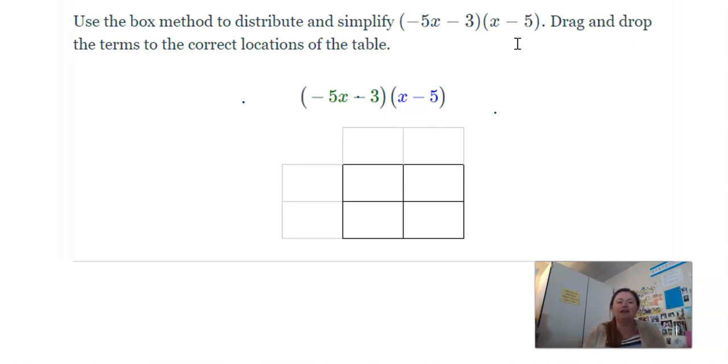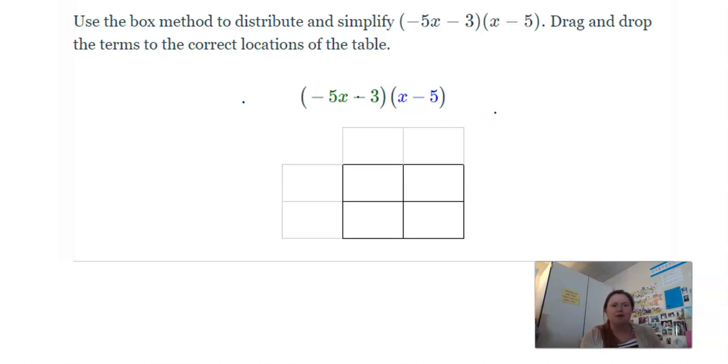However, I like to use a box to help keep track of what I have and have not multiplied and make sure I get everything multiplied properly. So the directions here say drag and drop the terms to the correct locations on the table. Now, I'm not actually on Delta Math for this. I'm on OneNote, so I'm just going to write them in. You might practice writing this on a piece of paper, because if I give you a problem and it's not a guided problem, you'll have to actually just do it on a paper.